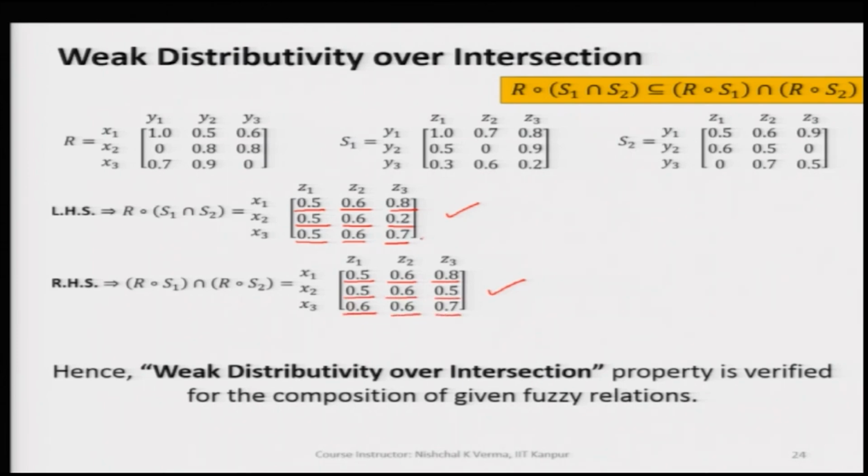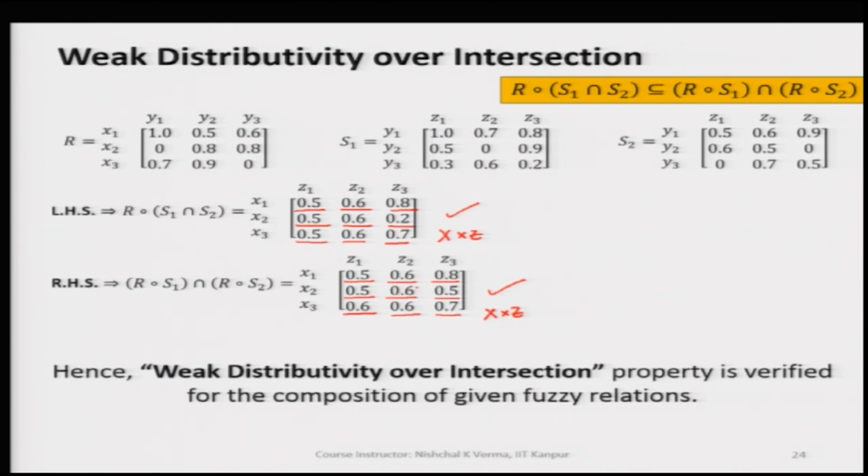So, first of all, let me make it clear here that both of the fuzzy relation matrices of LHS and RHS are defined in the same universe of discourse. Here the universe of discourse is X cross Z, and here also the universe of discourse is X cross Z. And when we see the corresponding elements in the fuzzy relation matrices, we see that each element of the LHS is either equal to or lesser than that of the elements in the RHS fuzzy relation matrix.